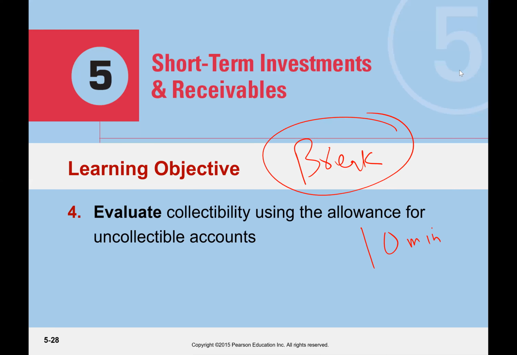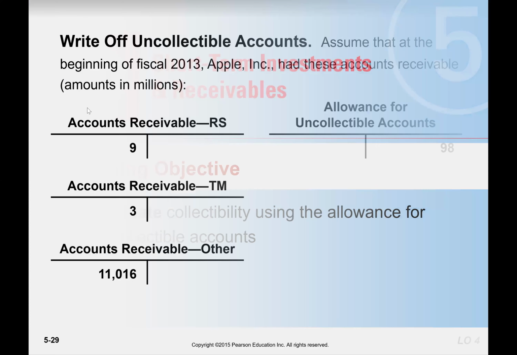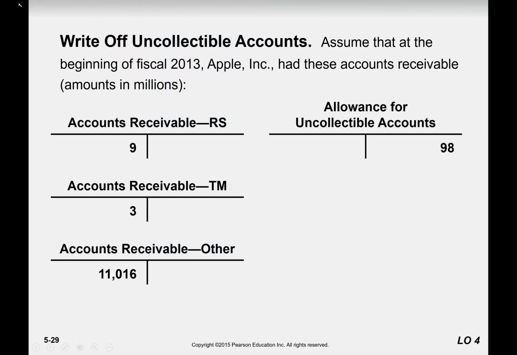Hello, students, and welcome back after a short break. Okay, let's start our new learning objective: writing off uncollectible accounts. Everybody, please tell me, are you clear with the percentage of sale method and aging of receivable method to create allowance for uncollectible? Yes. Okay, good. Let's move forward.